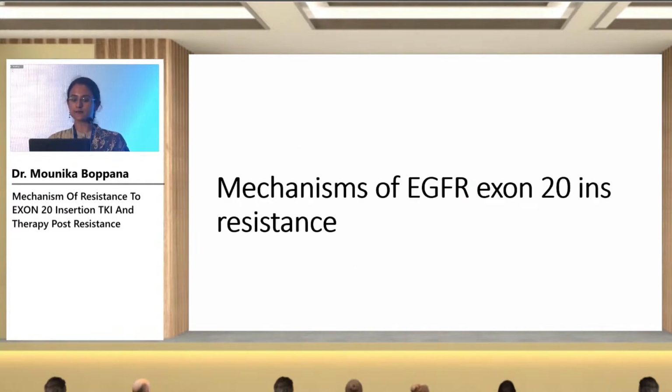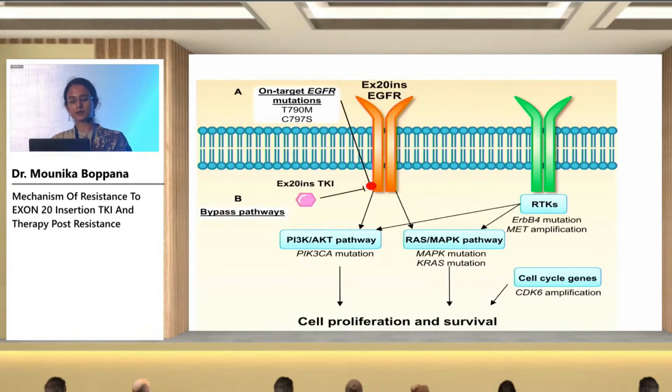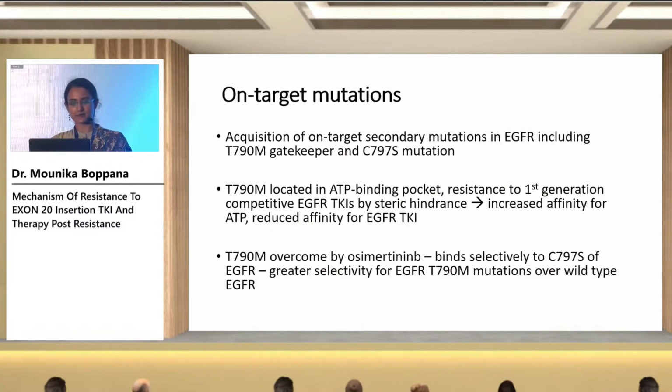So what are the mechanisms of EGFR exon 20 insertion resistance, which is precisely the point of focus of my talk. So there are on-target mutations like T790M and C797S, and there are activation of other pathways like PI3K, AKT, RAS MAP kinase pathway, and amplification of some cell cycle genes like CDK6. Acquisition of on-target secondary mutations in EGFR, including the T790M gatekeeper mutation and C797S mutation, also plays a role in the resistance to exon 20 insertion TKIs.